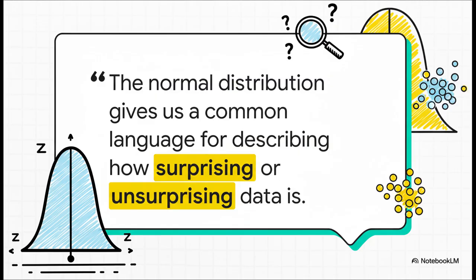So in the end, what's the big deal with a bell curve? I think this quote really nails it. It gives us a common language, a framework to make sense of data, to see the pattern in what looks like chaos, and to describe just how normal or how truly exceptional any given thing really is. So the only question left is, where are you going to see it next?